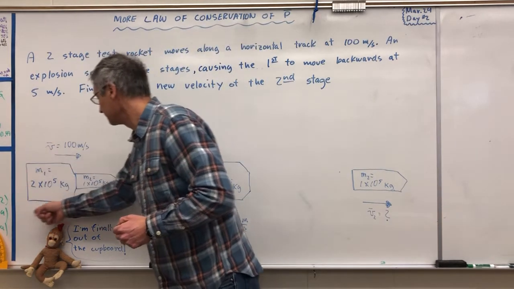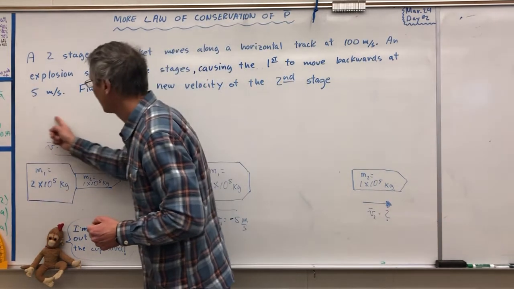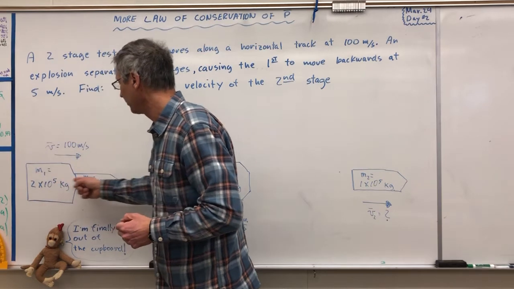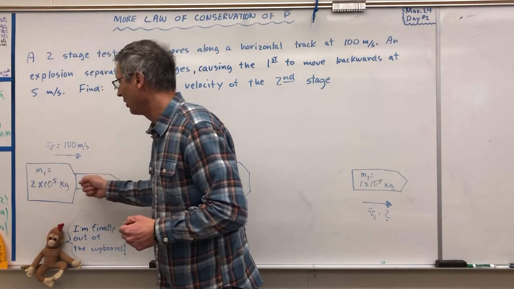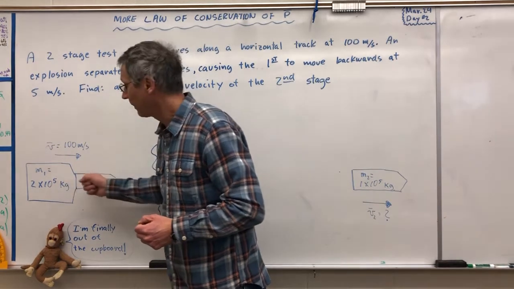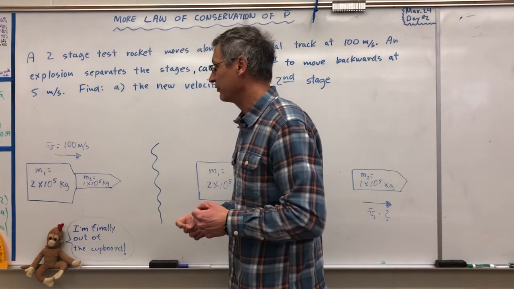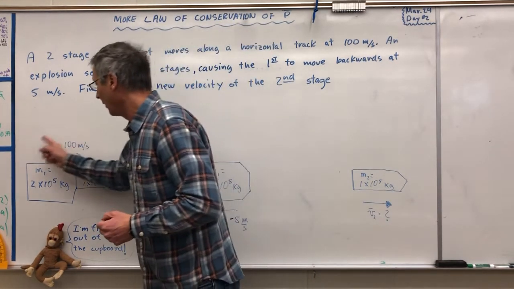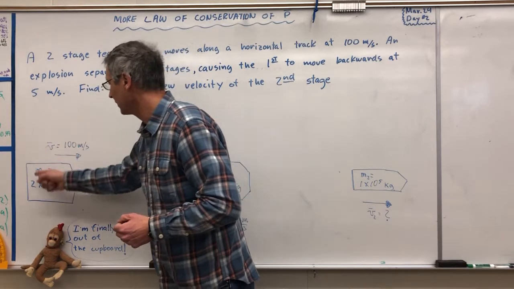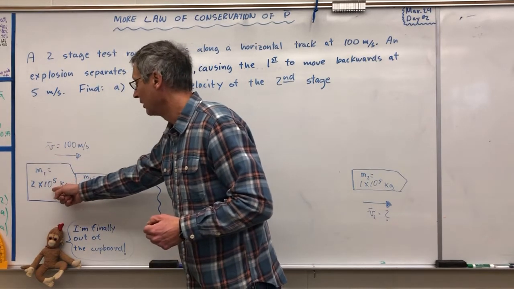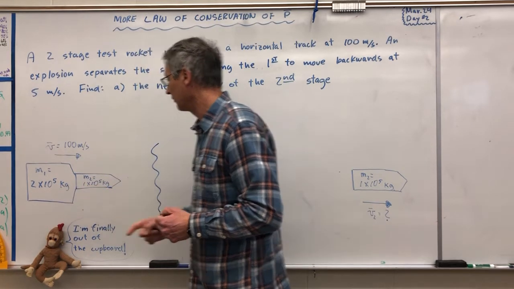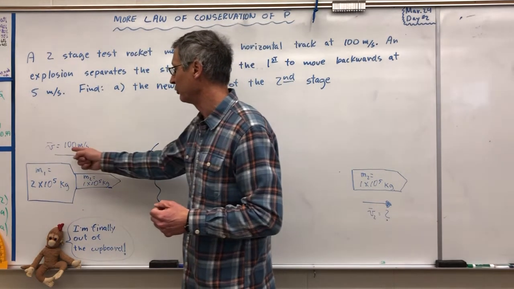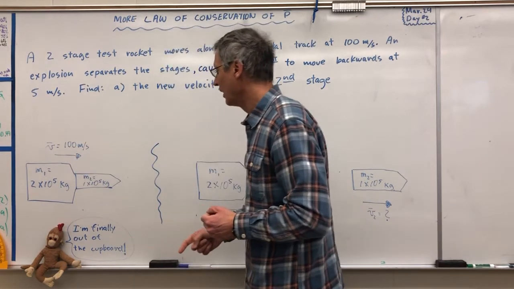Here's the 2-stage test rocket with the 2 stages moving together, and the masses are given to you. That is part of the given information in the question. So the 2 stages are moving together. There are their masses, 2 times 10 to the 5th kilograms for the first stage, 1 times 10 to the 5th kilograms for the second stage, and of course they're moving together at 100 meters per second.